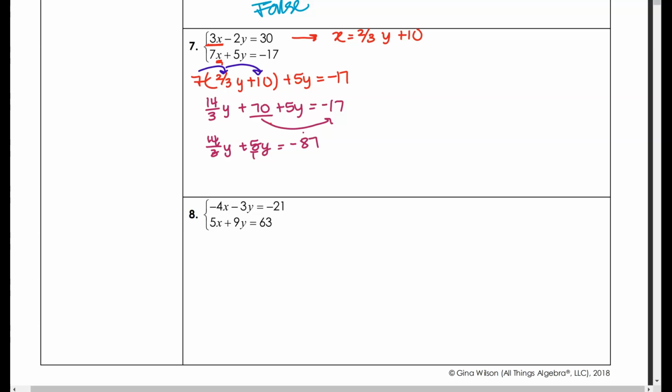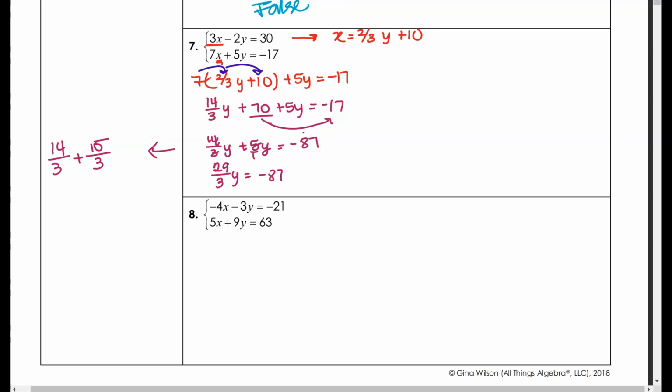So then I end up with, and I'm going to come over here to this side, 14 over 3 plus 5 times 3 is 15. So I'm going to get 15 over 3. And I'm going to add these two numbers together. So I end up with 29 over 3 y is equal to negative 87.